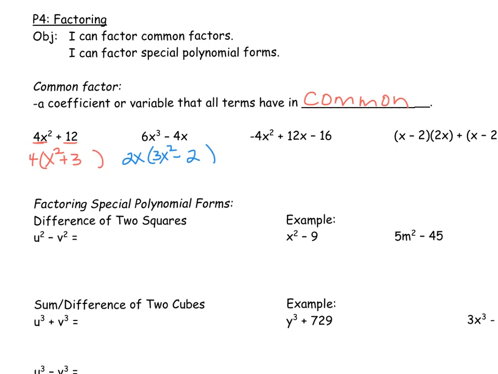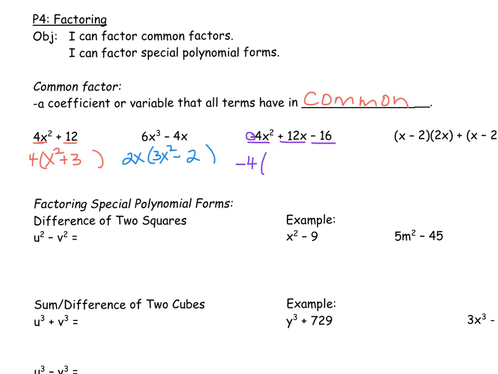In our next example, negative 4x squared plus 12x minus 16, now we have 3 terms to determine if we have a common factor. Taking a look at all 3 of the terms, I notice they're all multiples of 4. And the unique thing about this problem is our lead term has a negative in front of the coefficient of 4. You would want to factor that out as well for purposes of graphing. In this case, though, we're just factoring.